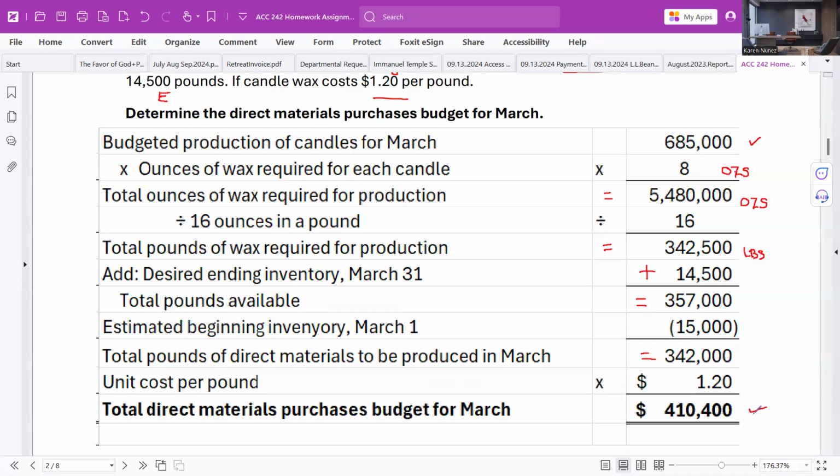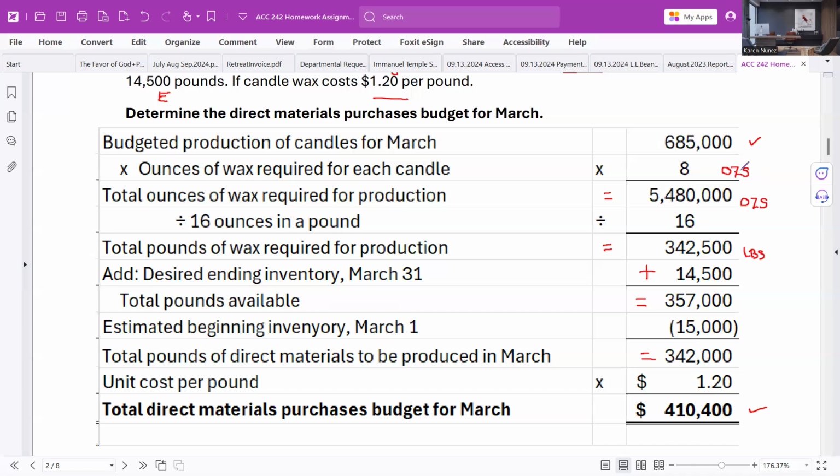So the key complication in this exercise is recognizing that we start out with ounces, right? The number of ounces that we need for our candle production and converting that to the number of pounds that we are going to need to purchase. Because again, the candle wax is purchased in pounds, the candle wax in inventory is in pounds. We need everything in a common denominator. So that's our purchase budget.